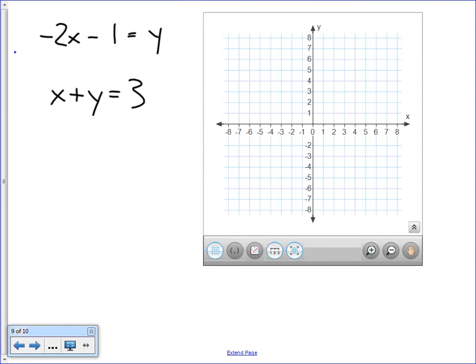All right, the next one here. So this equation looks a little backwards. I got the y on the right side, but that's okay. I can actually just flip-flop the right side and the left side around. So I can just treat that as y equals negative 2x minus 1. Looks a little nicer. So y-intercept of negative 1, so it'll be about right here. And a slope of negative 2, so I've got to go down 2 and over 1. So about right there. There's my line.